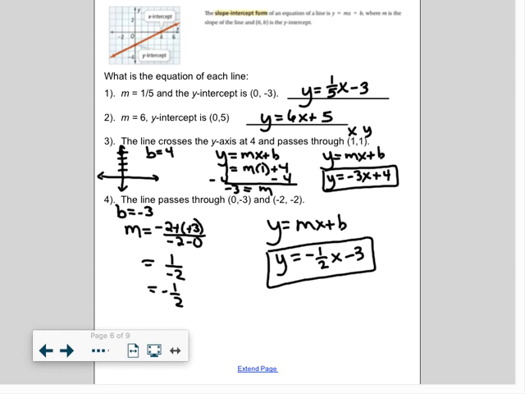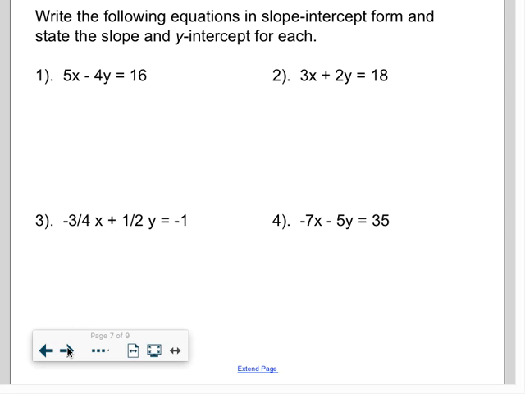All right, on the next slide, it says write the following equations in y equals mx plus b form. That's slope-intercept. Then identify m and b. Again, oh my goodness, this is like I was setting you up for success. When I said we want to solve for y, and I said divide it individually, this is where we're going with it.